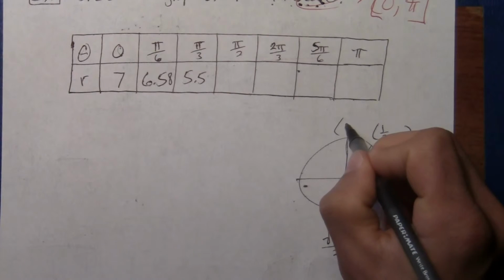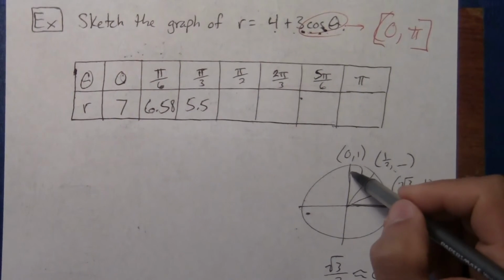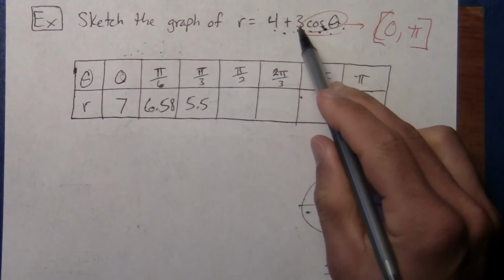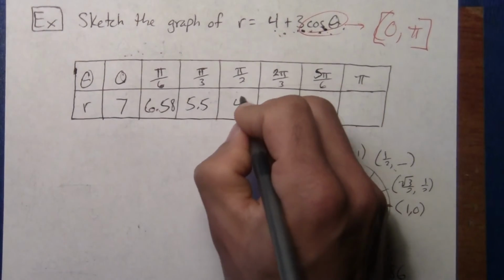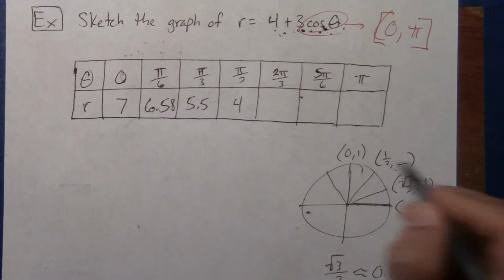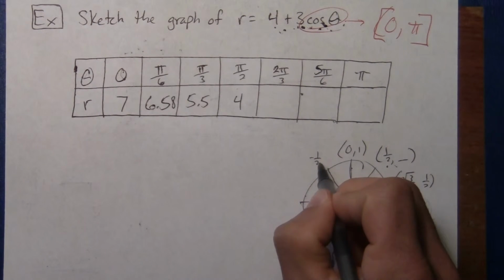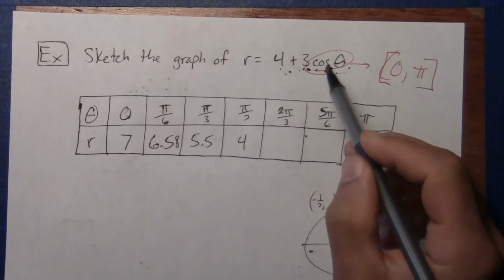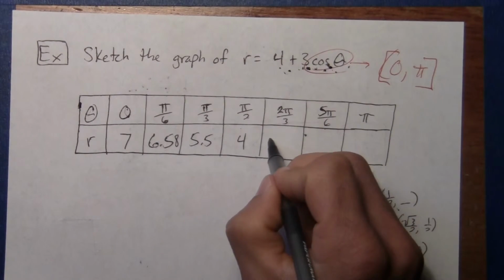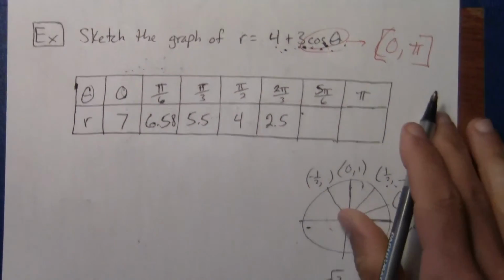Pi over 2, I know this is 0, 1, so the cosine of pi over 2 is 0. 3 times 0 is 0, plus 4 should give me 4. 2 pi over 3, same thing as pi over 3, only negative. It's negative 1/2. So it's going to give me negative 1.5 plus 4, or 2.5.